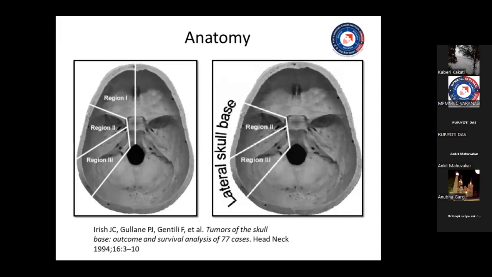Region 1 mainly comprises the anterior cranial fossa. Region 2 includes the infratemporal and the pterygopalatine fossa with extension to the middle cranial fossa. And region 3 includes ear and temporal bone tumors with possible extension to the middle and the posterior cranial fossa. So this region 3 of this classification mainly houses the temporal bone tumors.